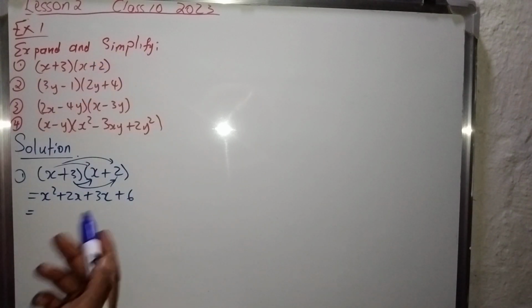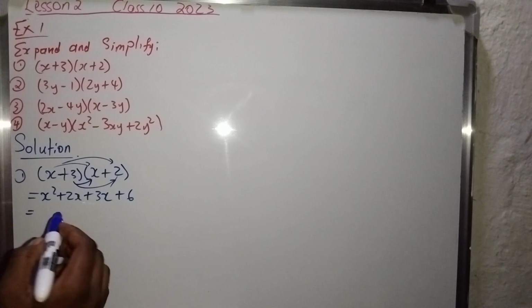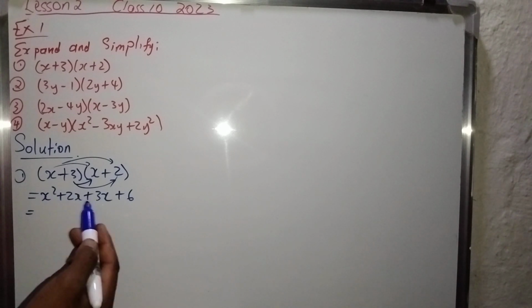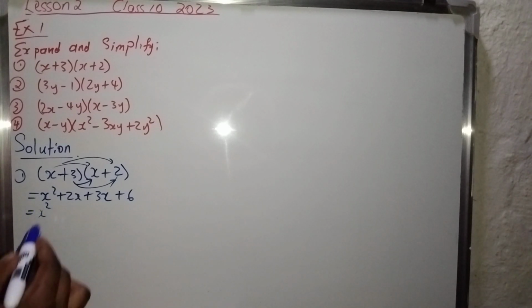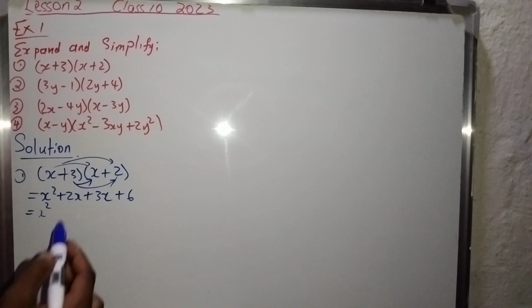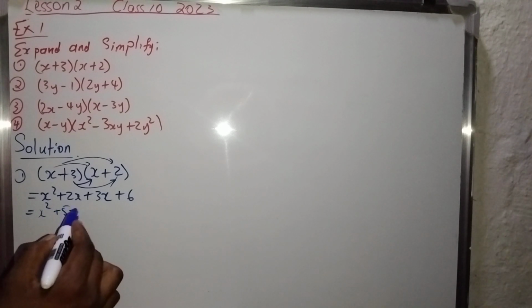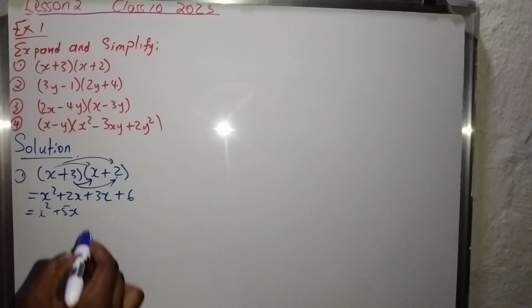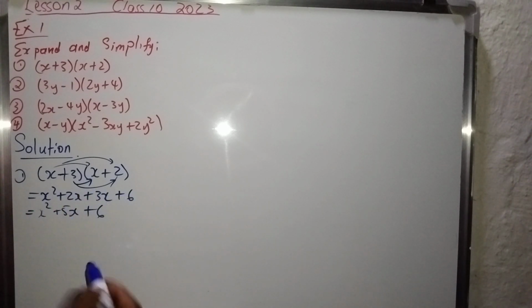By simplifying, we want to check the common terms here, the terms that are the same, and then we add them or we separate them. Remember, if the signs are the same, we add. Here we drop x squared because no other term is the same as this one, so we just drop it as it is. Then 2x plus 3x is going to be 5x. And we drop 6 here as well, because no other term is the same as 6. So this is our answer.